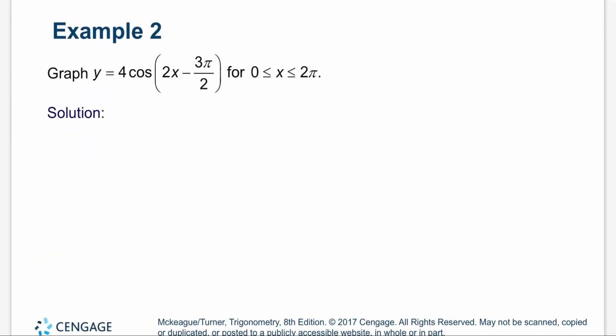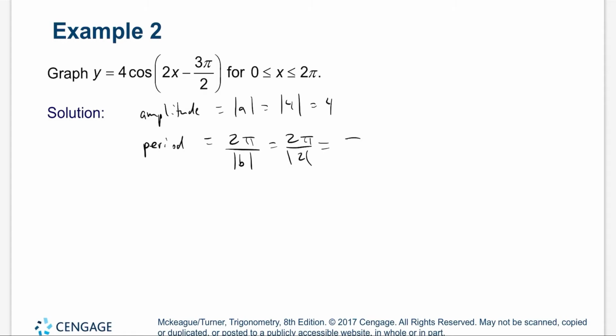Example 2, same thing. We set the argument. Well, let's find the amplitude first. Amplitude is the absolute value of a, which is the absolute value of 4, which is 4. Period is 2 pi over the absolute value of b, which is 2 pi over 2, which is pi. And then we set the argument between 0 and 2 pi. There's the argument. It's between 0 and 2 pi, and then we have to solve for x. Whoops, that should be a pi, not an x here.